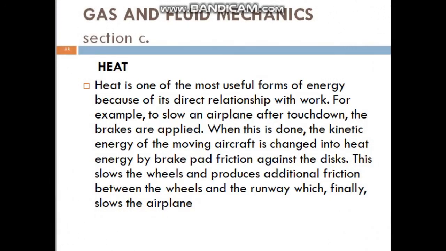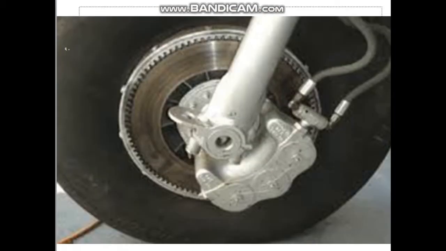Heat is one of the most useful forms of energy because of its direct relationship with work. How does that come about? For example, to slow an airplane after touchdown, the brakes are applied. Here we have a tire of an aircraft and here we have a brake assembly.